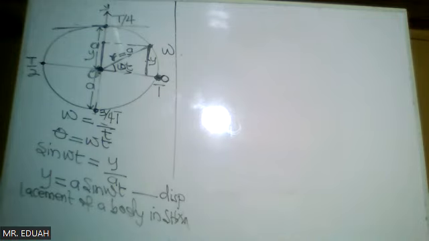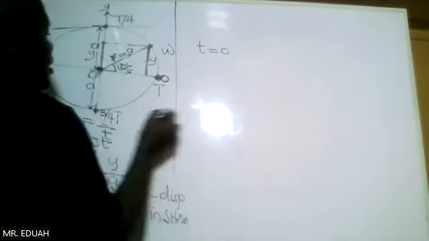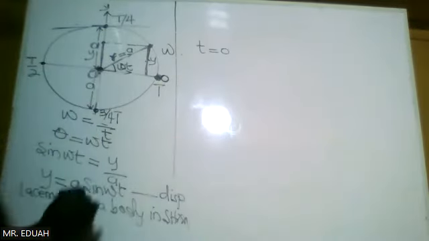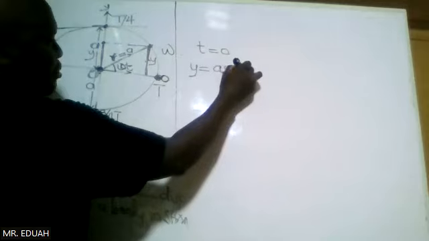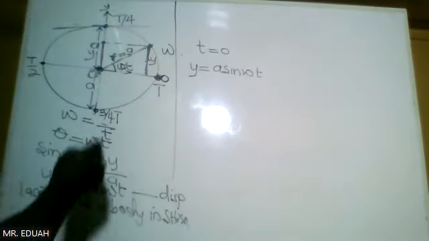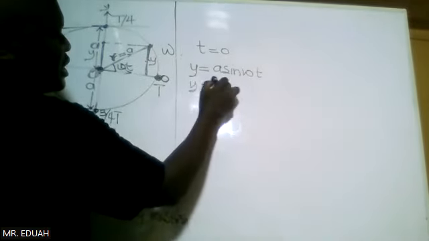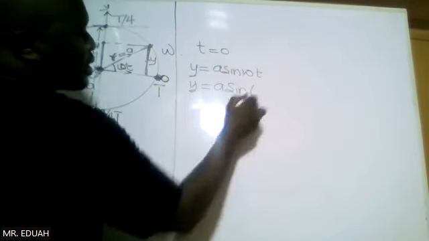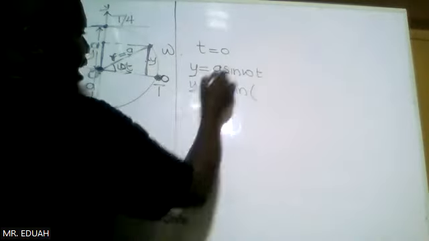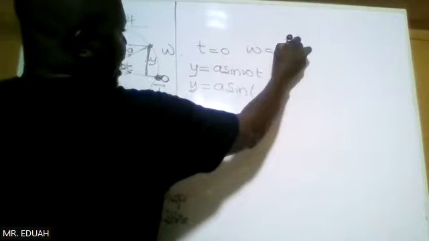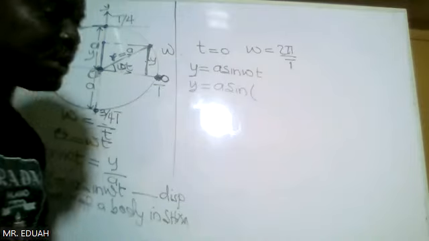Are we okay? Now, when the body is just here, t is equal to 0. It's just starting. If you use the displacement equation, y equals A sine omega t, you can prove that the displacement at this point is 0 when it's just starting. What is omega in terms of the period? Well, let me give that to you. Omega is equal to 2 pi over T. We proved this relation in our last meeting.